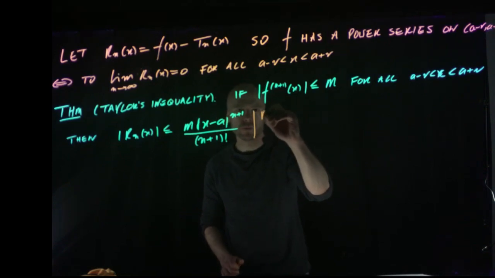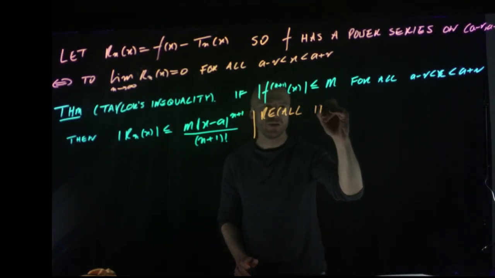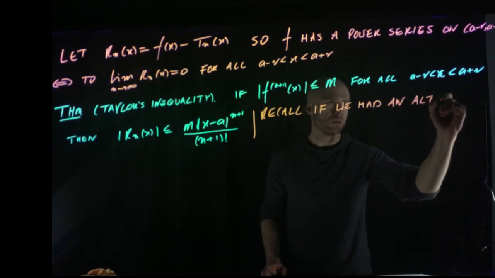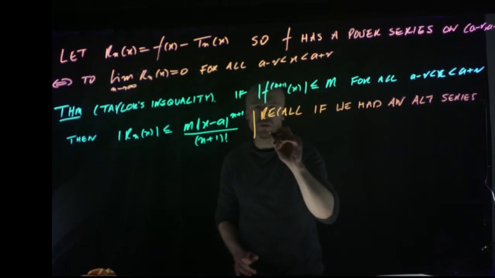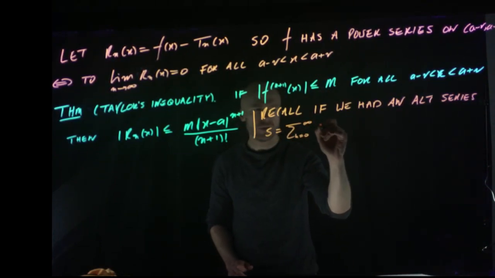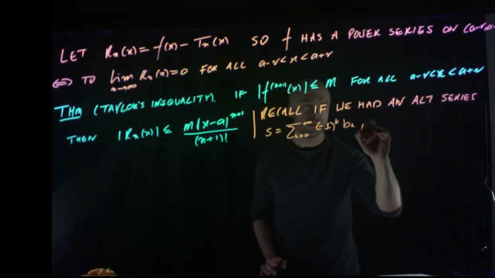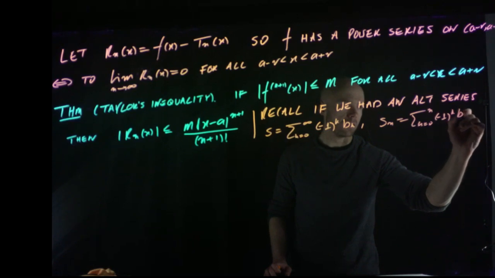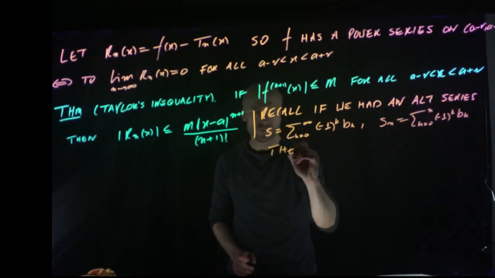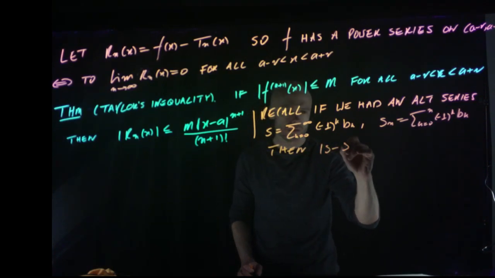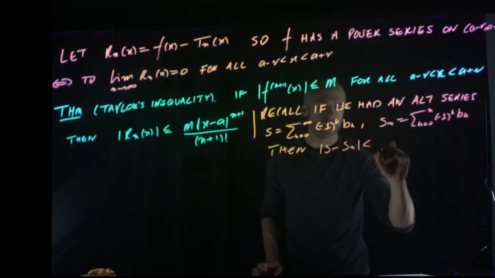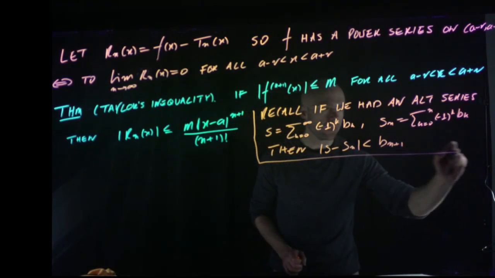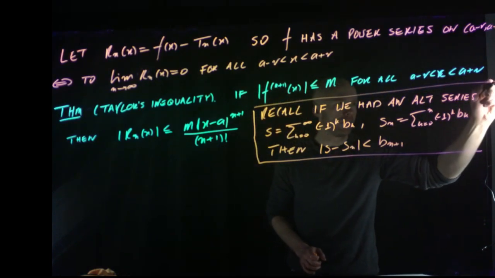So recall, if we had an alternating series S, which is the sum from k equals 0 to infinity of minus 1 to the k bk, and we took the Sn partial sum, the sum from k equals 0 up to n of minus 1 to the k bk, then the difference between the Sn partial sum and the actual sum is less than the size of the b(n+1) step, right? And there's a very simple natural geometrical reason for that, which we've talked about a number of times.